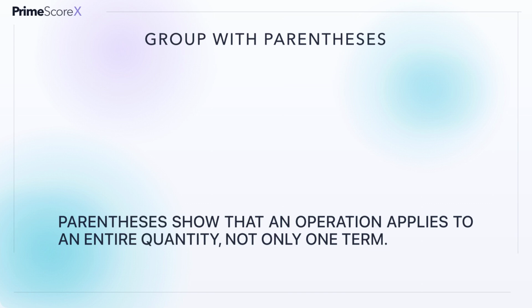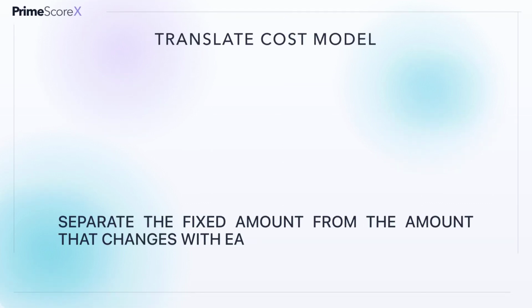Twice the sum of x and 3 becomes 2 times open parentheses x plus 3 close parentheses. Without parentheses, 2x plus 3 means only x is doubled. Similarly, the difference of a number and 5 divided by 4 becomes open parentheses x minus 5 close parentheses over 4. Grouping preserves the meaning of the phrase.